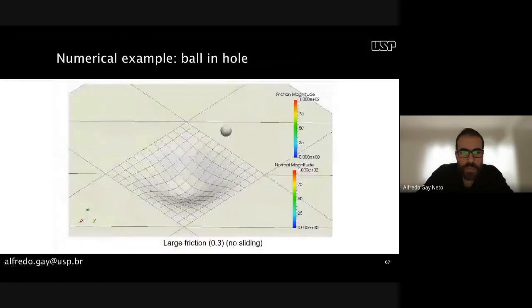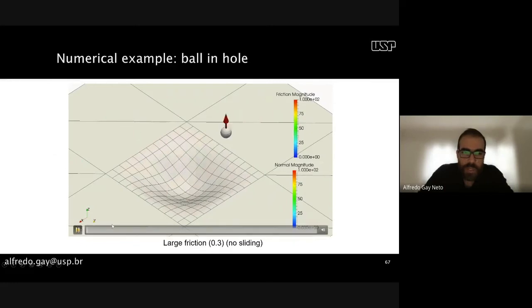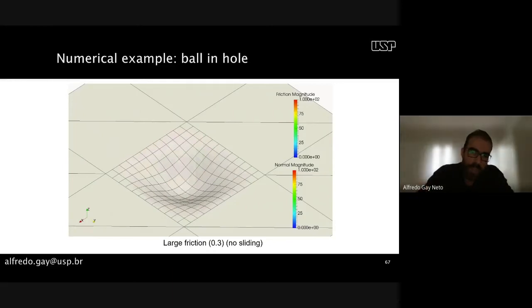After that we did some nice tests. Imagine this; this example is very interesting. Imagine this ball that's coming and approaching a hole, and you have a large friction, for example 0.3 in this case. So you have a no-sliding condition, so the ball comes into the hole and escapes the hole because it does not slide. It does not dissipate energy. It changes its direction of velocity and angular velocity and so on, but it does not dissipate energy.